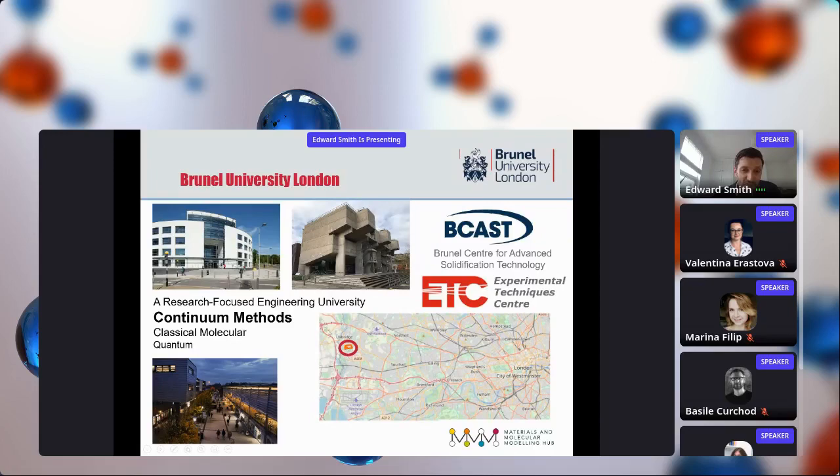We've got a mixture of modern buildings and some nice brutalist architecture over in Brunel, but it's a research-focused engineering university. So we're definitely more on the continuum methods, the engineering side. We've then got BCAST, which is the Center for Advanced Solidification Technologies, that has some really nice work moving down into the classical molecular and some quantum work, as well as some experimental techniques that involve scanning electron microscopes and things I won't embarrass myself by talking about.